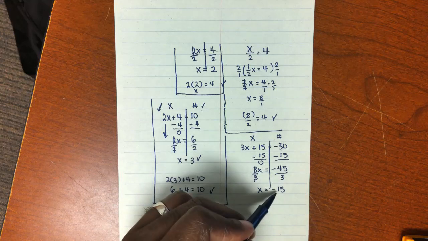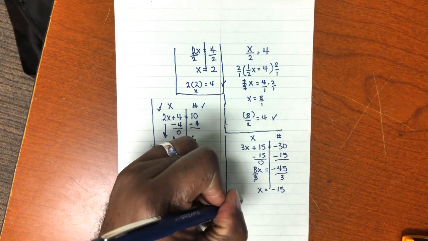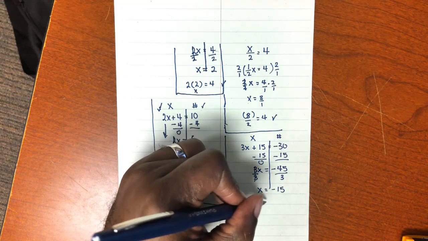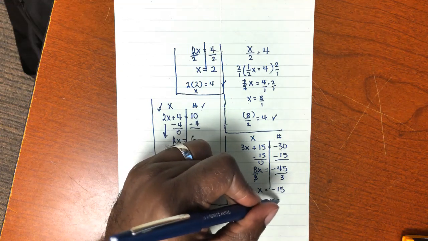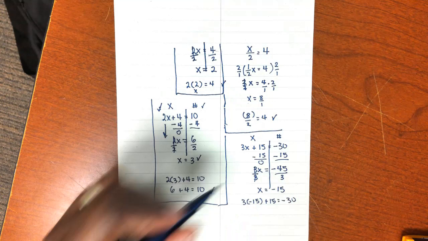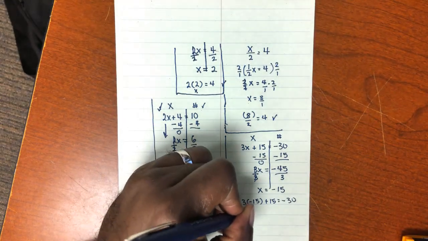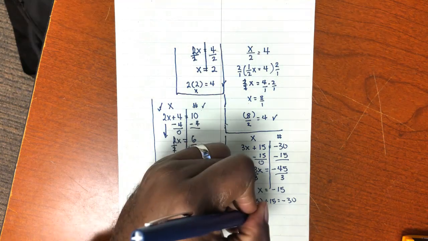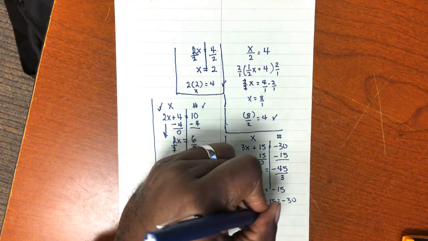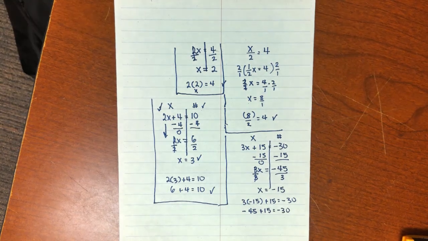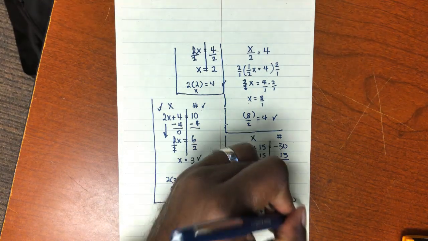So let's double check to make it true. So we would say 3 times negative 15 plus 15, does that equal negative 30? Well, 3 times negative 15 is negative 45. Negative 45 plus 15 does equal negative 30. So it ends up working out nice and neat. Okay, so we would put a check there and a check on our solution.